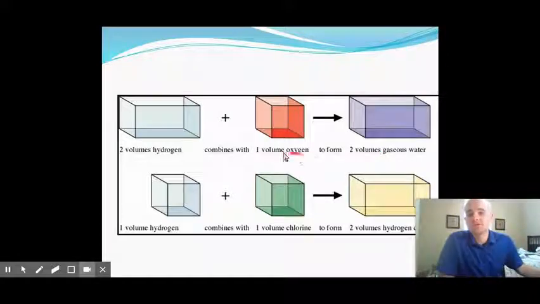The part I also want you to take away from this is that volume is very rarely conserved, because of all the empty space that's actually available there. So please understand that volume doesn't have to be conserved.